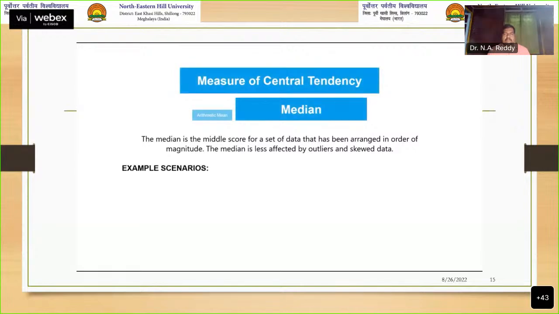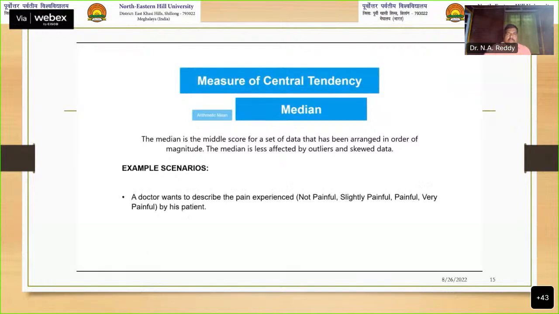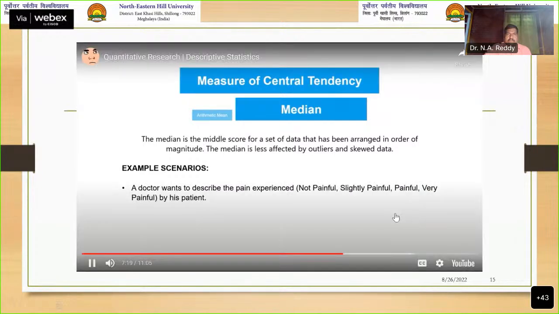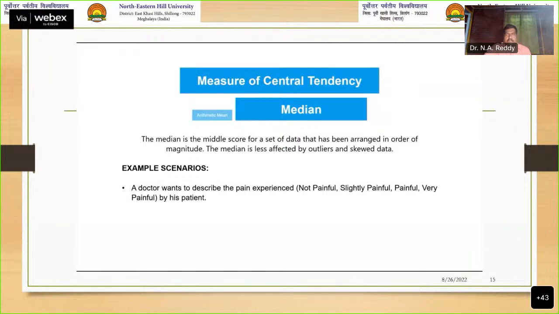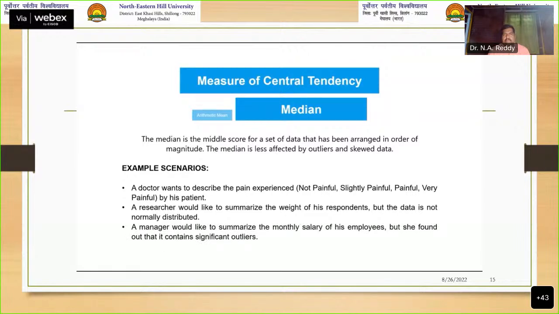Here are some examples wherein you can use median to answer research questions or achieve research objectives. A doctor wants to describe the pain experienced by his patients, as measured as not painful, slightly painful, painful, and very painful. A researcher would like to summarize the weight of his respondents, but the data is not normally distributed. And a manager would like to summarize the monthly salary of his employees, but she found out that it contains significant outliers.